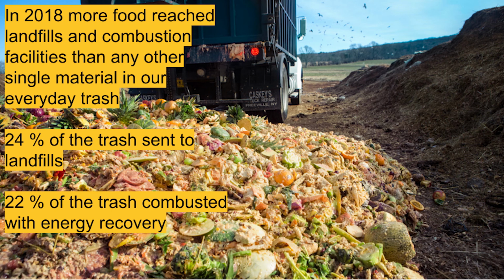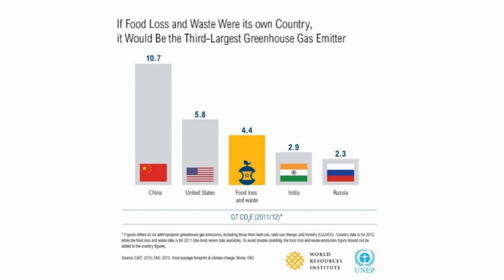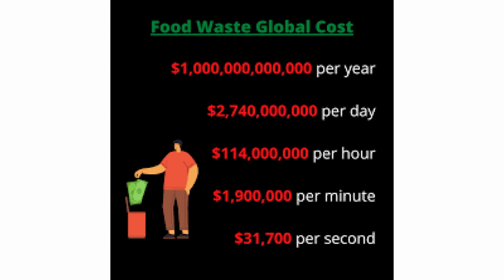And if we expand this globally and think about food waste globally, if food loss and waste were a country, they would be the third largest greenhouse gas emitter. So food that's going to landfill or ending up rotting in fields is responsible for enough greenhouse gases that it would be the third largest greenhouse gas emitter on the planet. That's huge. That's a huge environmental impact. And then, of course, a $1 trillion global food waste cost. Here's just a breakdown of that: $31,700 per second. So massive, massive problem.